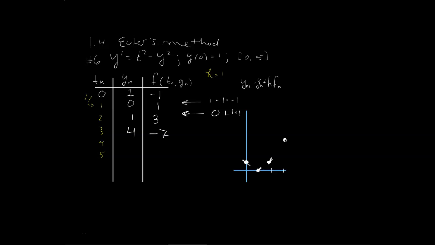All right, so we're going to make a big drop now. Our slope's pointing way down, way down. So where will we end up? So we're at 3 when your t value is 4. Well, the y value, we're at 4. We're going to add h times, h is 1, times that f value of negative 7. So 4 minus 7 is negative 3. So we actually end up coming way down below.